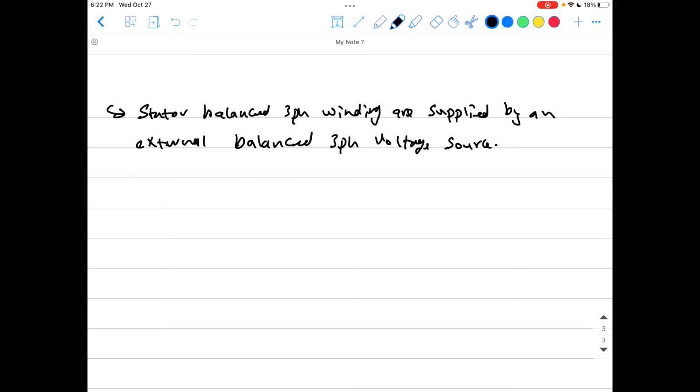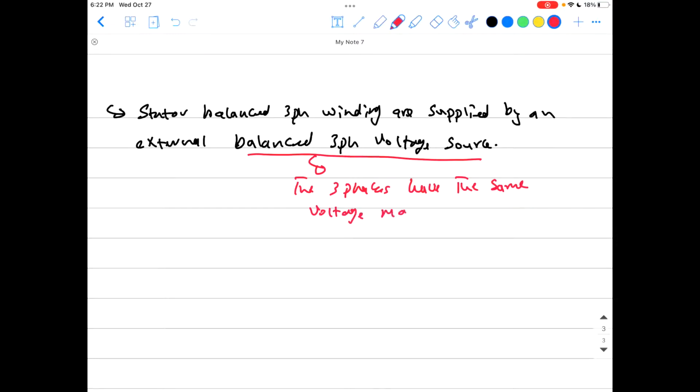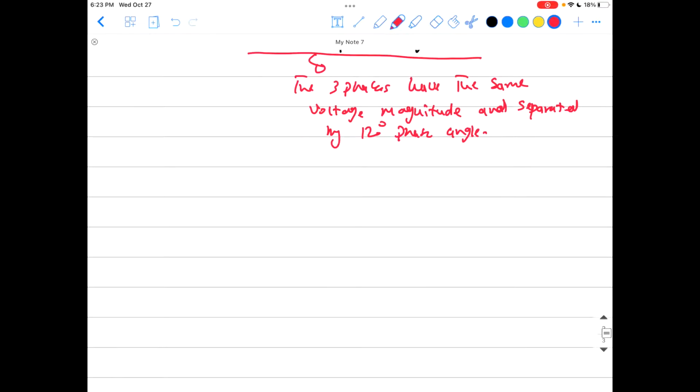Okay, what do we mean by balanced three-phase voltage source? We talked about this before, but it's good to say it again here. So balanced three-phase voltage source means the three phases have the same voltage magnitude and are separated by 120 degrees phase angle.